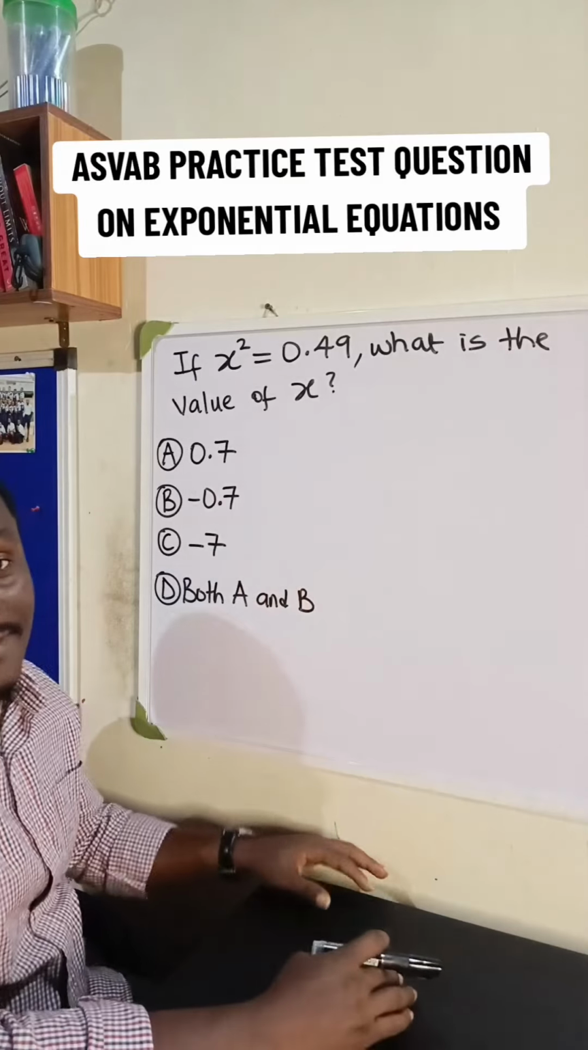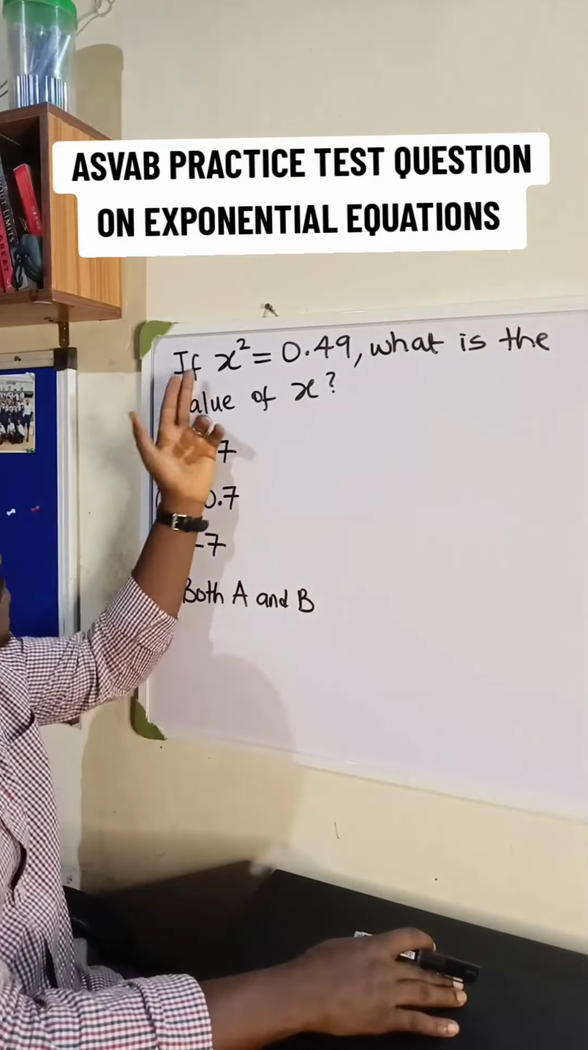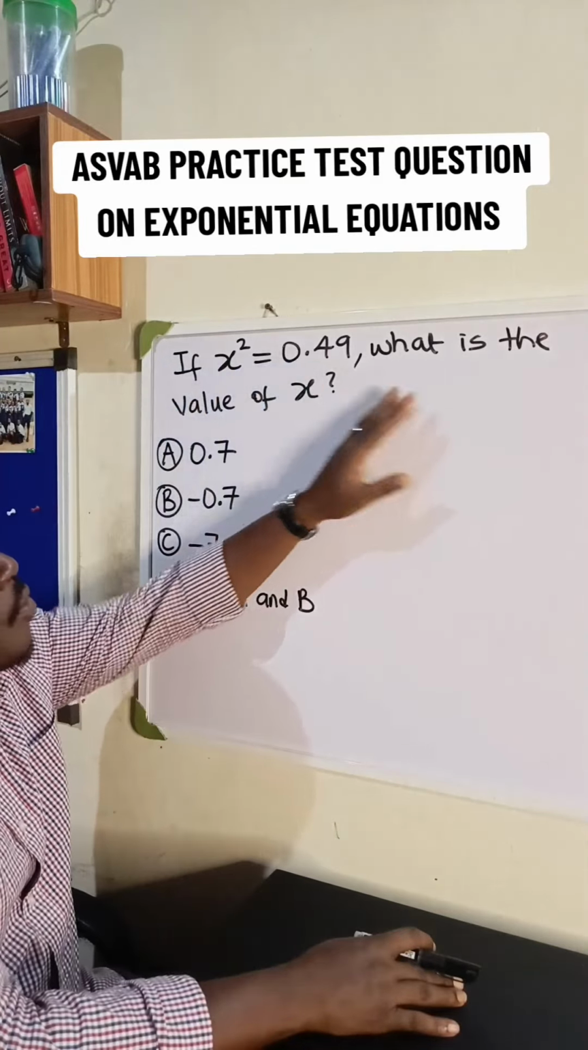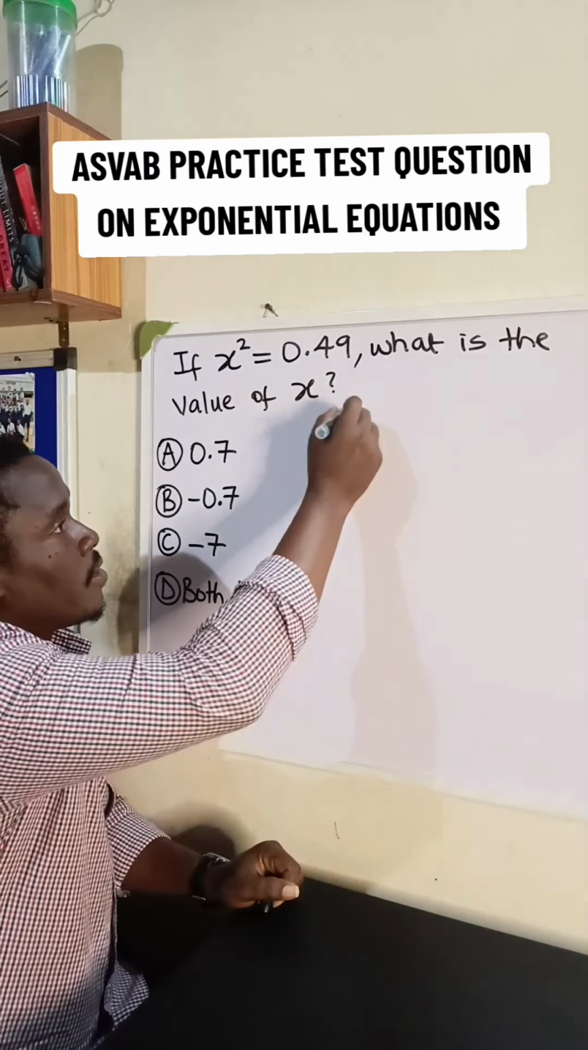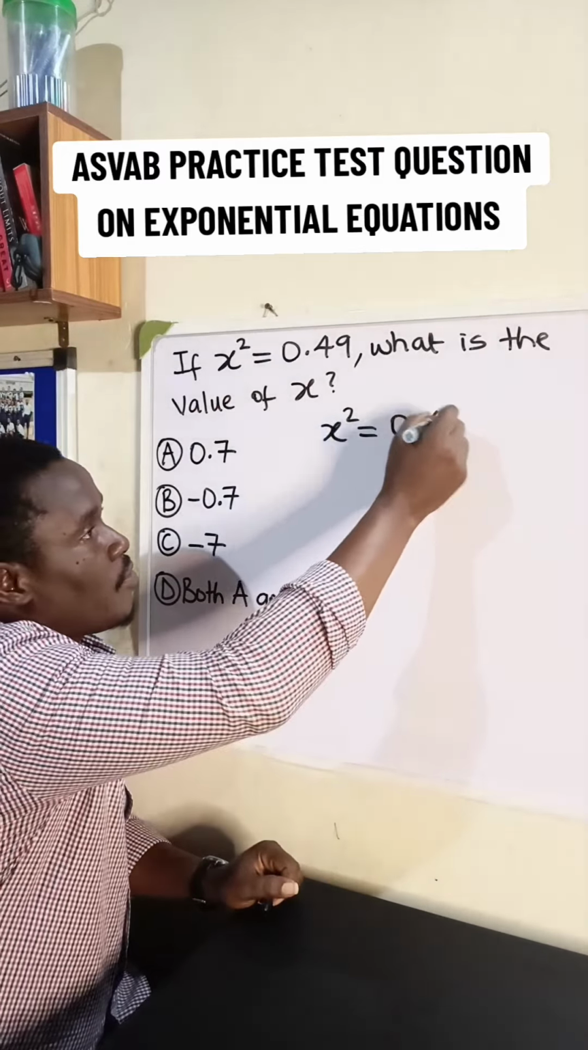Hi guys, let's look at this ASVAB practice question together. We're told that if x squared is equal to 0.49, what is the value of x? First, we know that x squared is equal to 0.49.